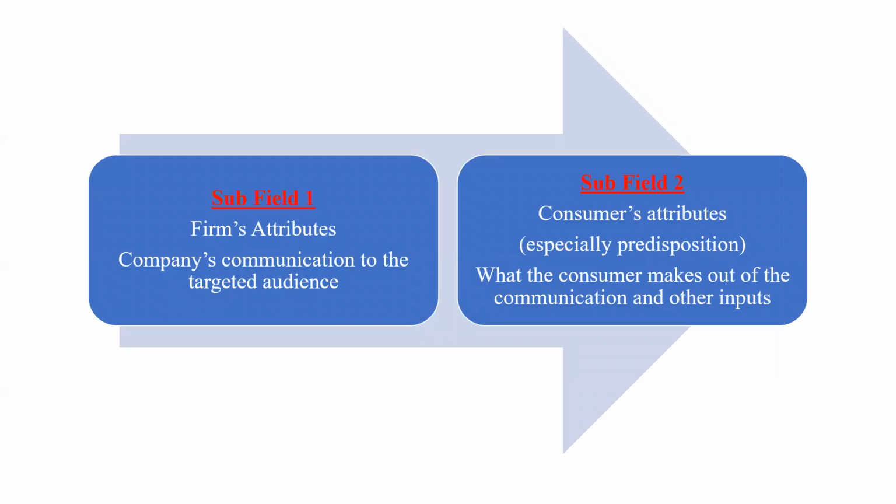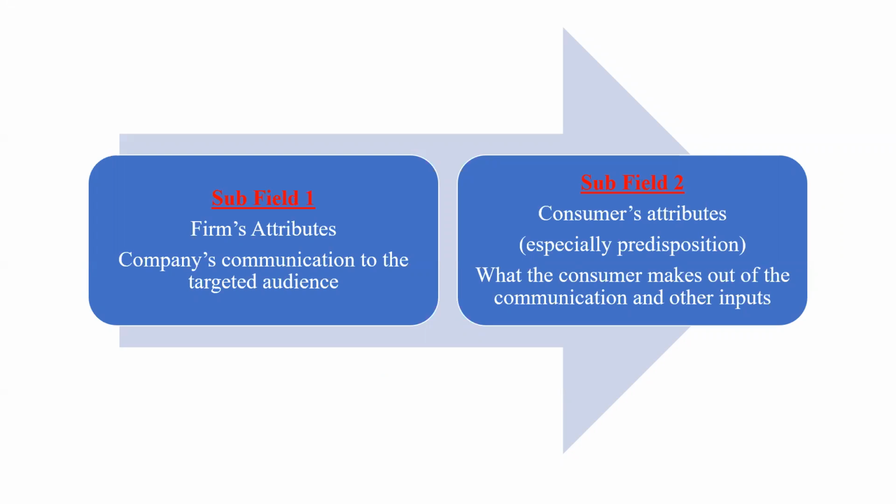So now these are the two subfields that we were discussing. Subfield 1 is the firm's attributes, meaning the company's communication to the target audience. Whatever information the company is providing to the targeted audience will come under the firm's attribute. And the second one is the consumer's attribute. These are the predispositions, meaning what the consumer makes out of the communication and the other inputs.